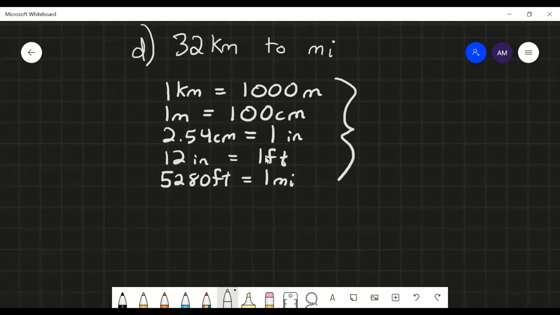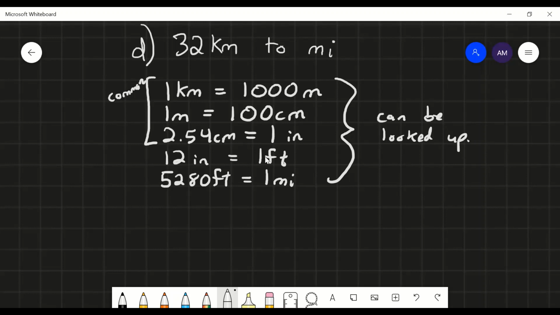So all of these can be looked up. You may not need to memorize all of these, but they're fairly common ones. I'd say especially these 3 are very common. As long as we know how to use them once we convert them, that's really the important part. So we start with 32 kilometers, and now we're going to have to multiply by many, many fractions. So I encourage you to pause the video now and see if you can get the answer, and then we can compare.